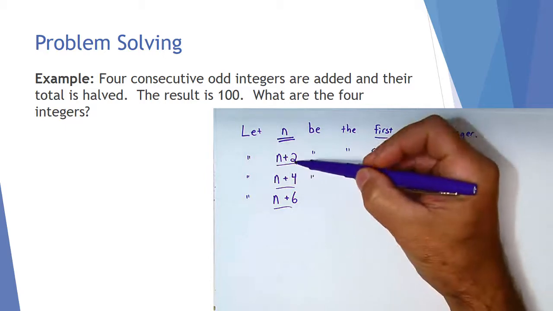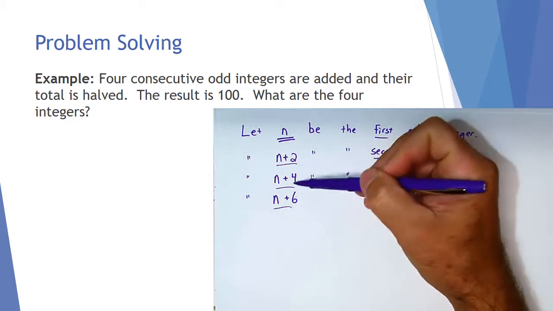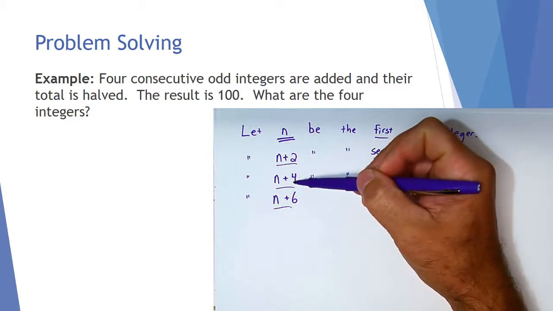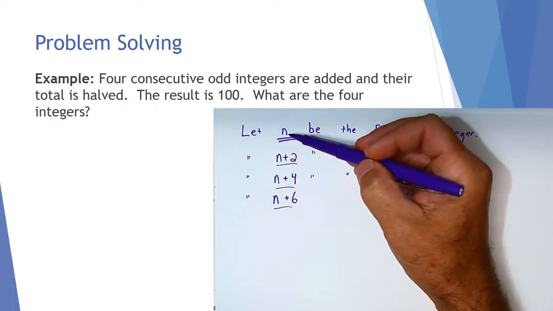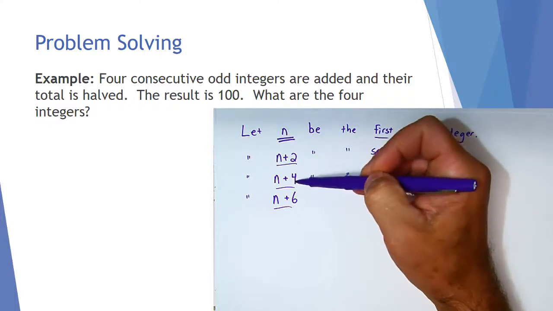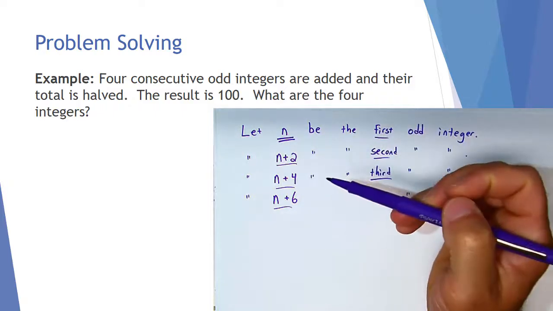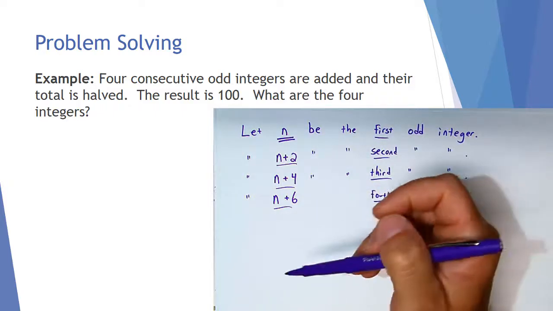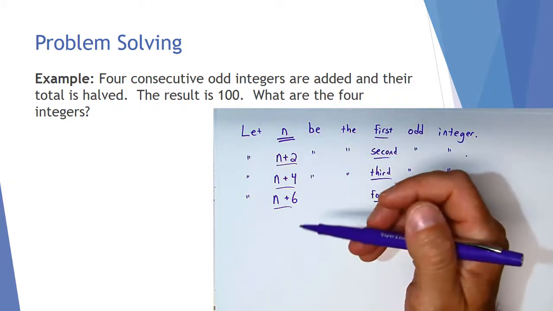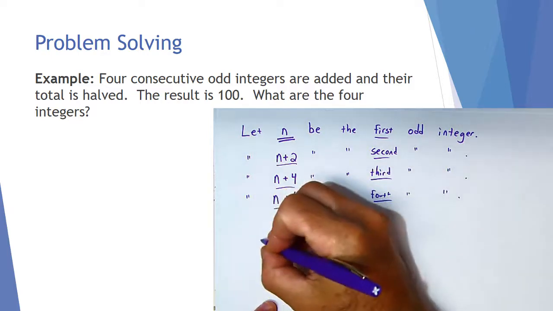Now it's tempting to say, well, wait a minute, we're adding even numbers on. Aren't these consecutive even integers? No, because even the odds are spaced 2 integers apart. So these 4 consecutive odd integers are added and their total is halved. So let's add them up first.